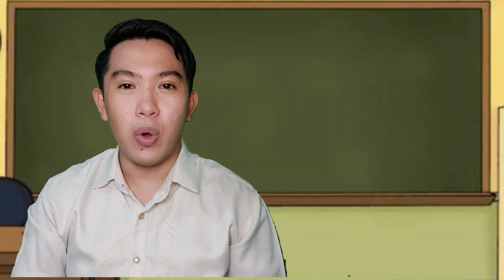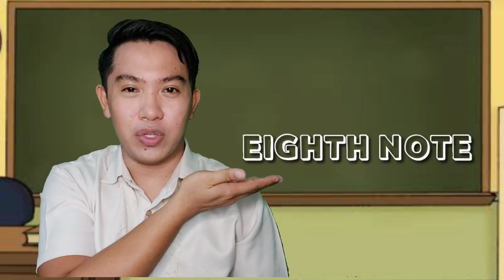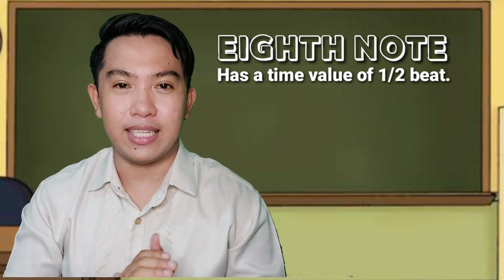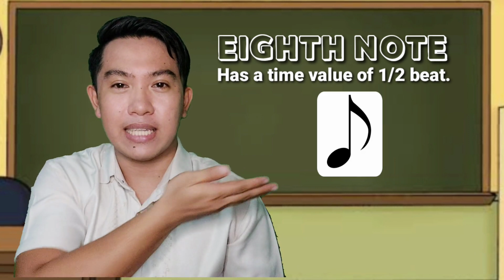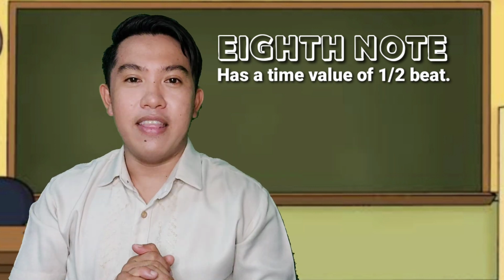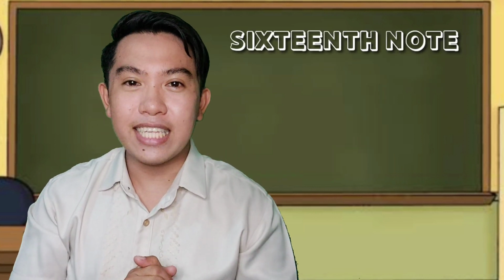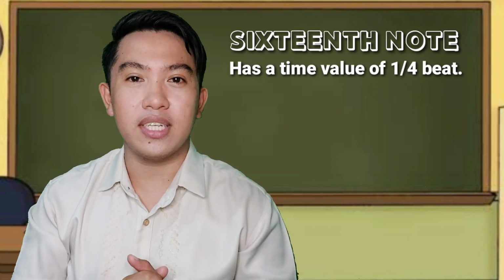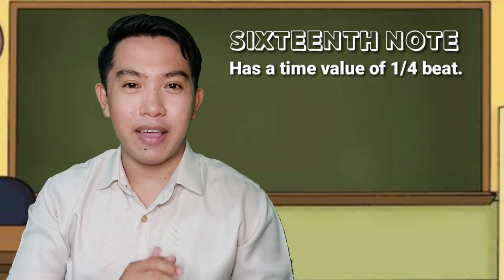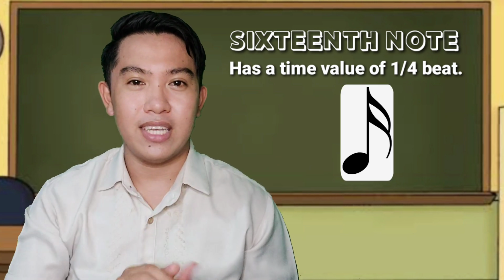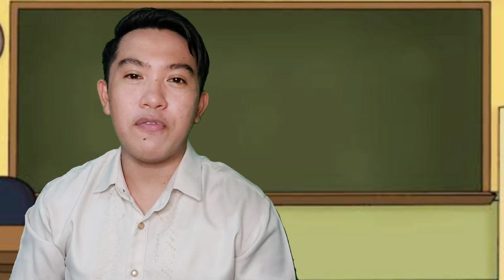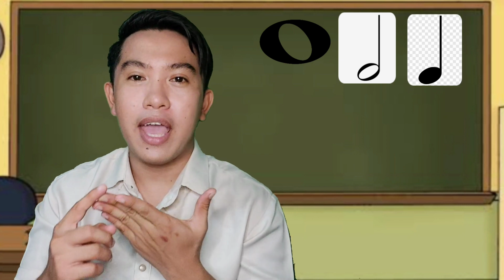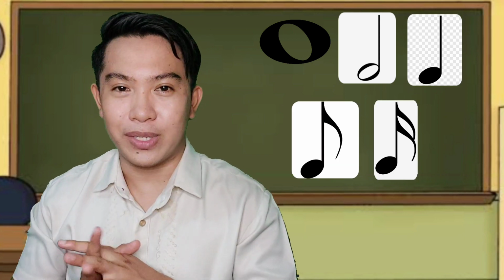Our next kind of note is what we call eighth note. An eighth note has a time value of 1/2 beat. And it looks like this. Next kind of note is what we call 16th note. A 16th note has a time value of 1/4 beat. And it looks like this. So those are our different kinds of notes. We have the whole note, half note, quarter note, eighth note, and 16th note.